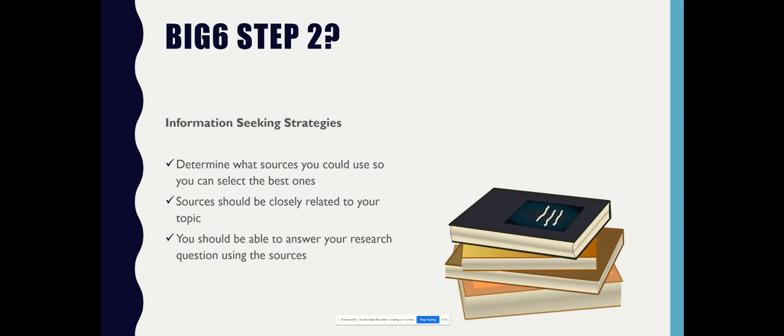The next step is information seeking strategies. In this step, you need to determine what sources you can use, such as books, articles, online resources, podcasts, etc. These sources should be closely related to your topic or keywords you identified in the last step. You should also be able to find the answers to your research questions in your sources. You should include several options and choices that you can look through.